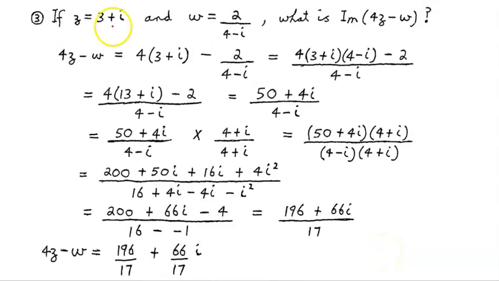z is 3 plus i, w is 2 over 4 minus i. What is the imaginary part of 4z minus w? Okay, so first thing we need to do is multiply z by 4, and then subtract the complex number w from that result, and then find the imaginary part of that. So 4z minus w is 4 times 3 plus i minus 2 over 4 minus i.